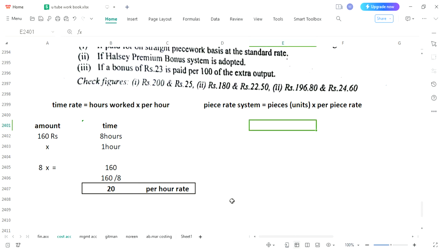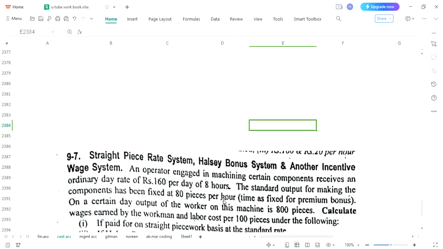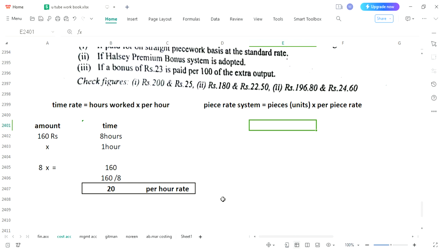So the second relationship is pieces and hour. How many pieces and time? Time is given, okay, pieces are given, 80.